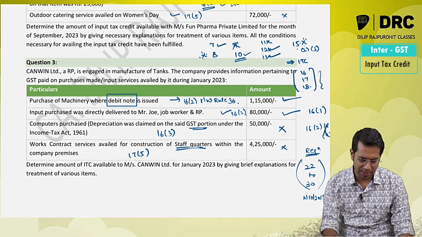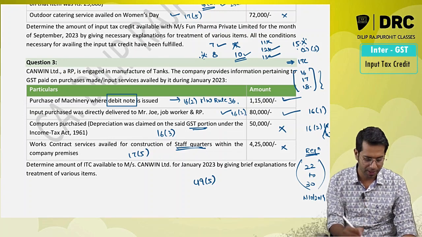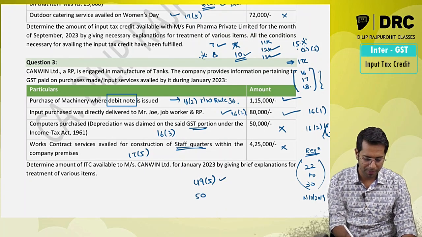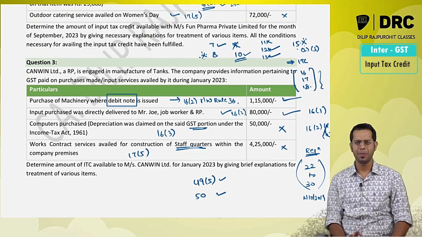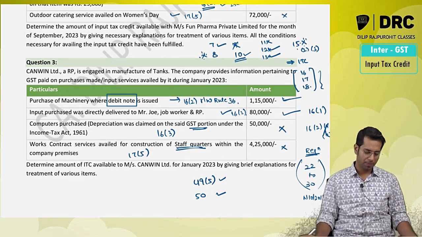Then after this, other chapters which are there, section 49 subsection 5, please remember. Then section 50, remember these 2 sections. You remember these 2 sections, more than sufficient under GST law.